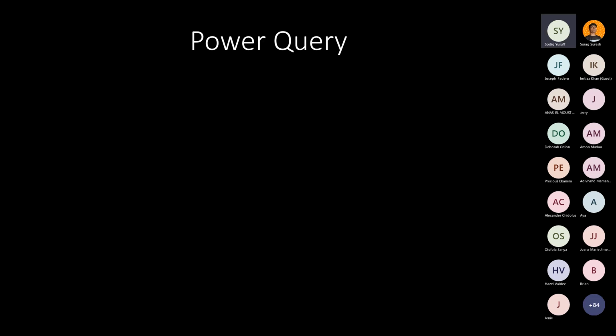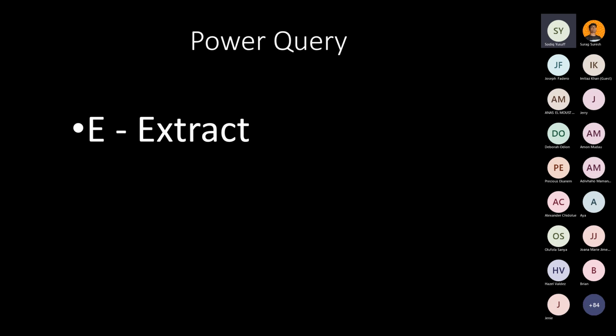And Power Query is referred to as an ETL tool. ETL is an acronym for something. So what does the E stand for, or the T, and also the L? E in ETL stands for extract. With Power Query, we can extract data from any data source.